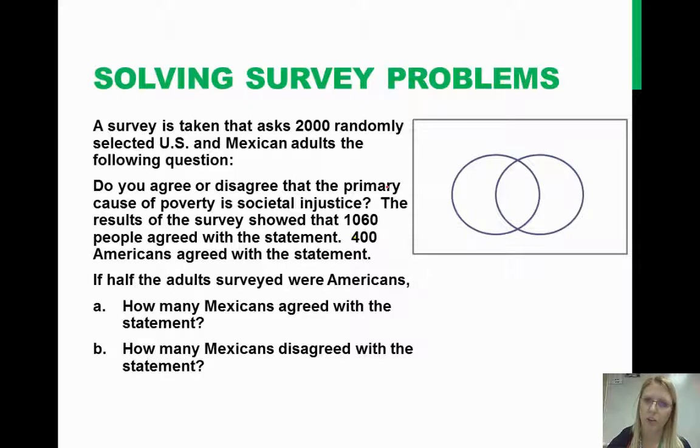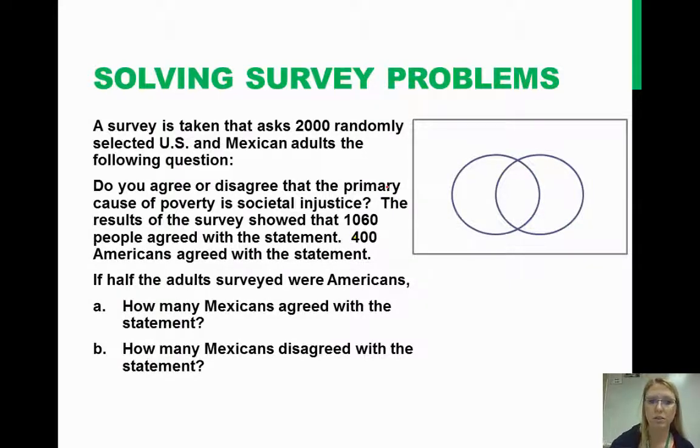So here we have another example, solving a survey problem. This survey is taken that asks 2,000 randomly selected U.S. and Mexican adults the following question. Do you agree or disagree that the primary cause of poverty is societal injustice?